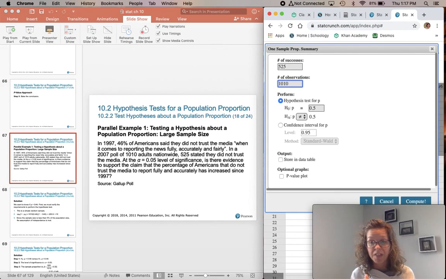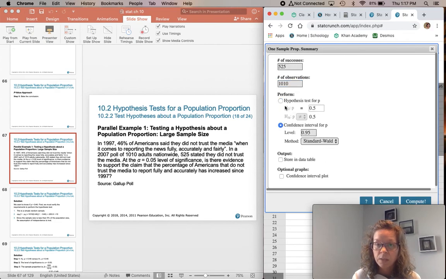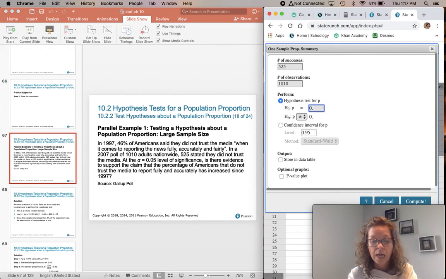So definitely bigger than 10. So we're good to go with this process. Now, in the last chapter, we went down here and did a confidence interval. In this chapter, we're going to leave it at our hypothesis test. And our null hypothesis is that the proportion is 0.46, and it forces those to be the same.